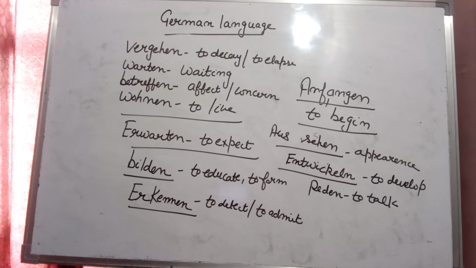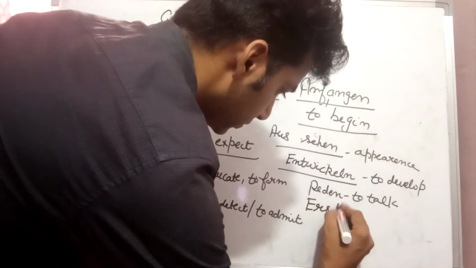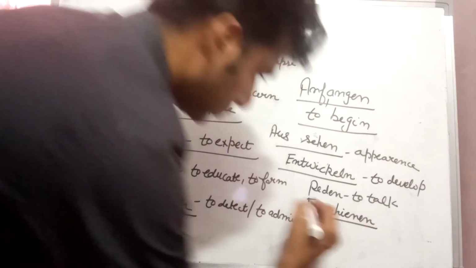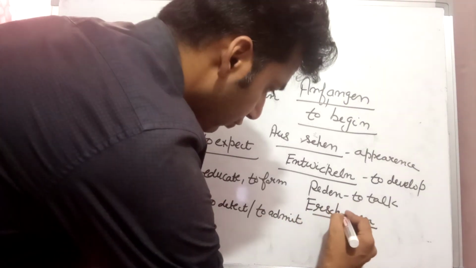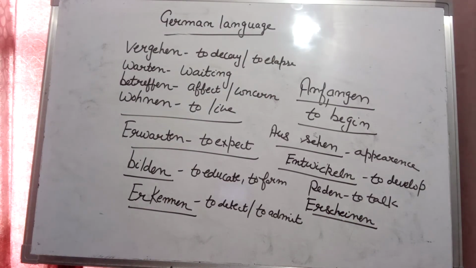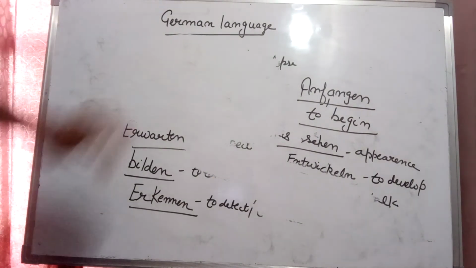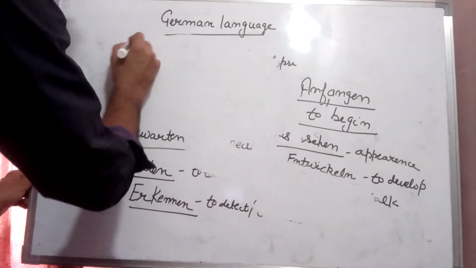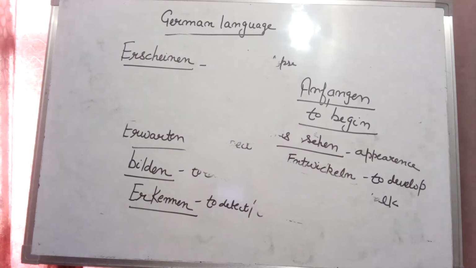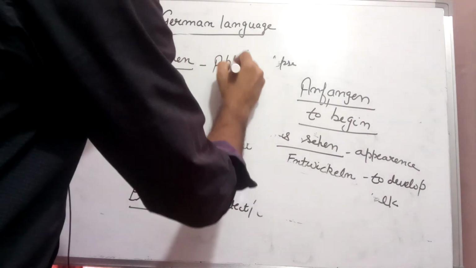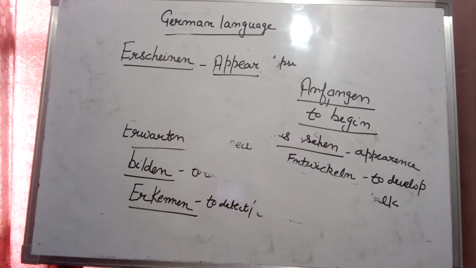The next we have is erscheinen. Very, very important verb. I will write this verb over here, erscheinen. Erscheinen is a verb basically to appear, to seem. Erscheinen is a verb to appear.